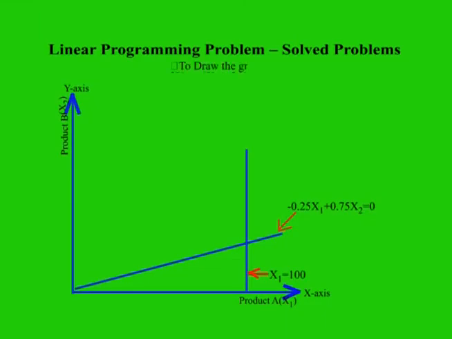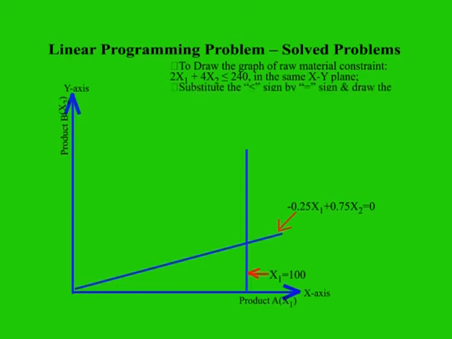To draw the graph of raw material constraint, that is 2x1 plus 4x2 less than or equal to 240, in the same xy plane, substitute the sign less than or equal to by equality and draw the graph of 2x1 plus 4x2 is equal to 240. To compute the intercepts, simply substitute 0 in place of x2 in the equation and solve for the x-intercept because x2 is 0 at all points on the x-axis.